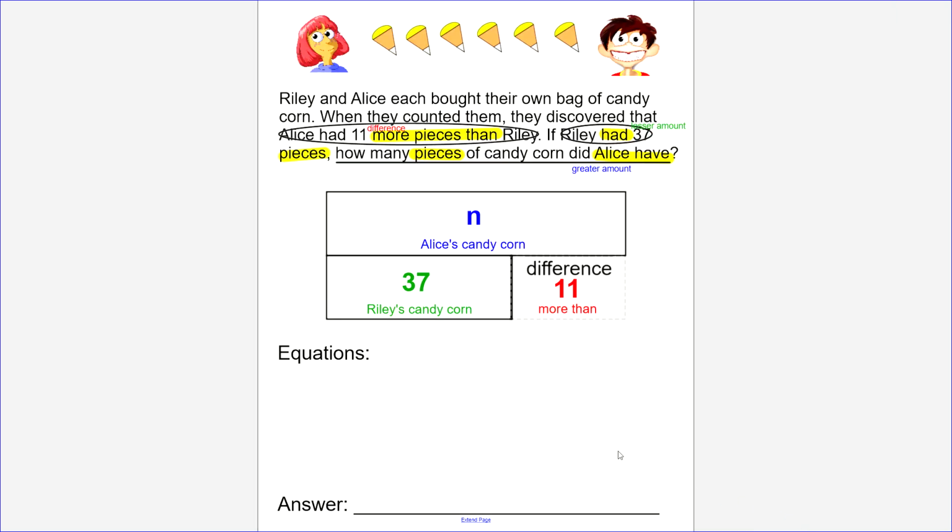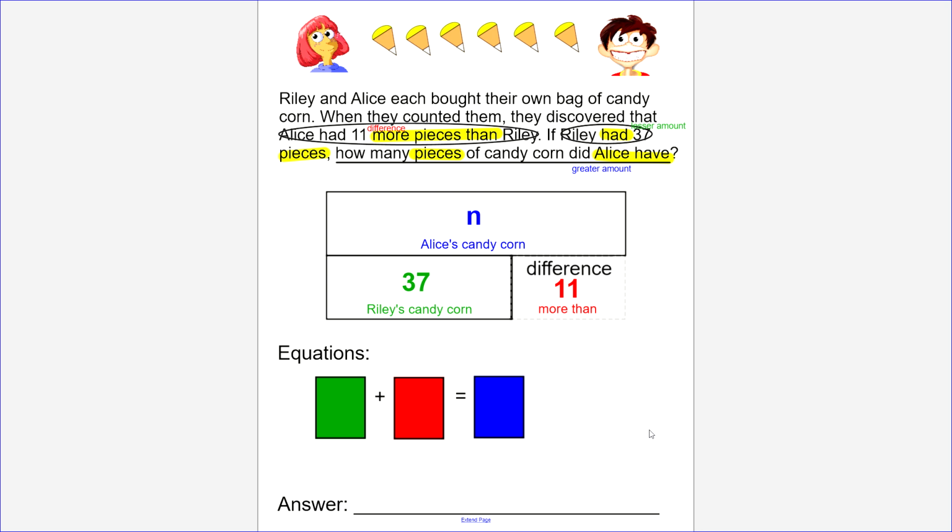Here's our story problem again. We can clearly see now that we filled out our tape diagram that our greater amount, Alice's candy corn, is the information that is missing. I need you to think back, third grade. When the greater amount is missing in a compare problem, do we add or subtract? Yes, yes, yes. When the greater amount is missing, we add. The lesser amount plus the difference equals the greater amount.